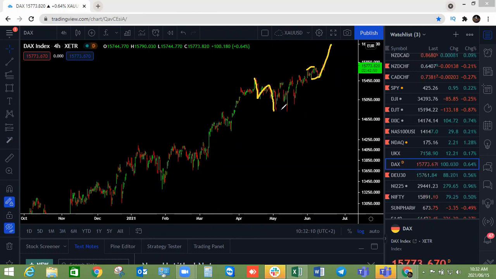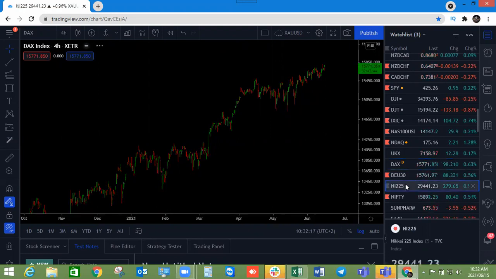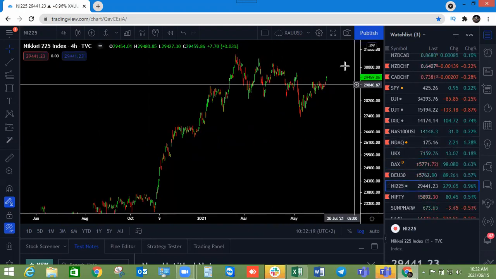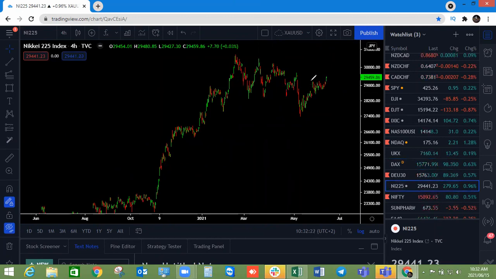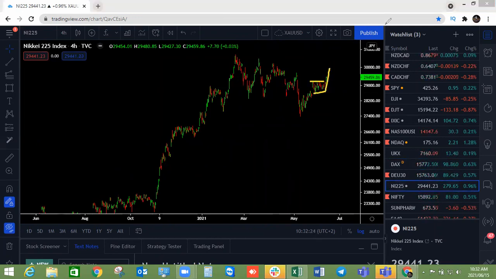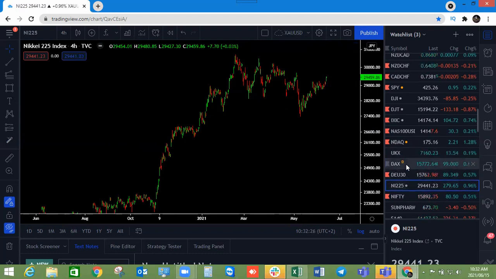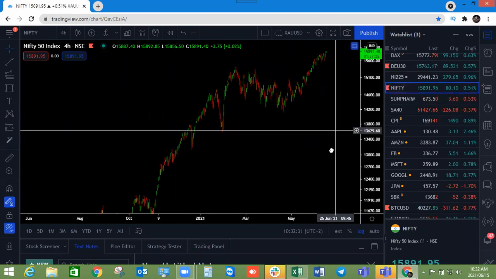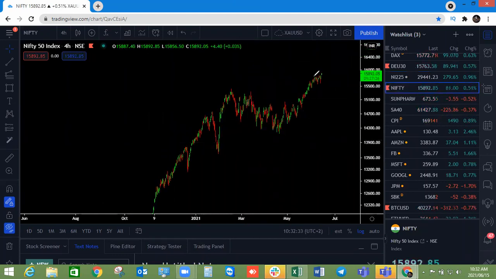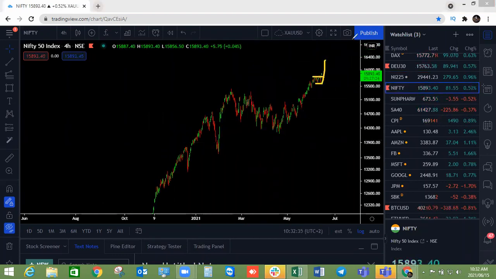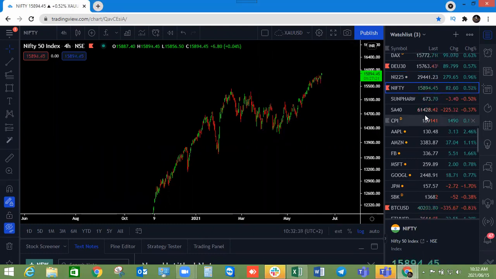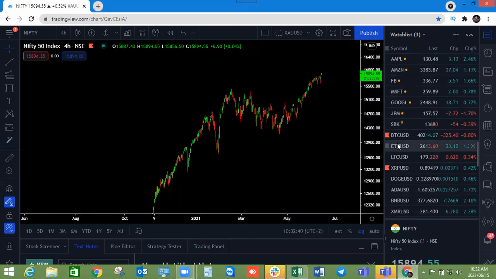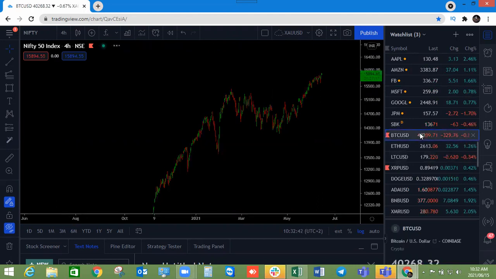Remember, the trade is from here, from the blue box, looking for this to continue pushing to the upside. Nikkei, upside. We were here yesterday. It's now pushing up higher. Nifty, straight line up. Continuation pattern, looking for more upside. Let's look at the cryptocurrencies.